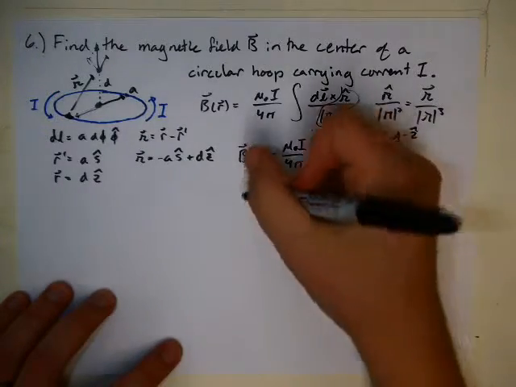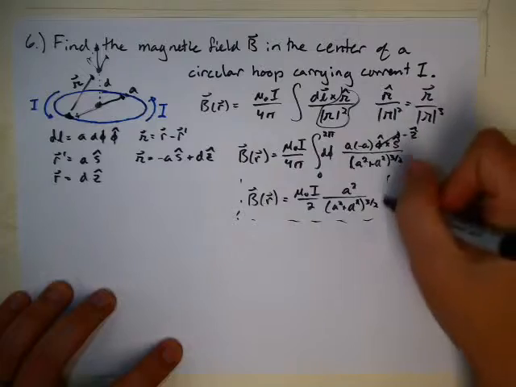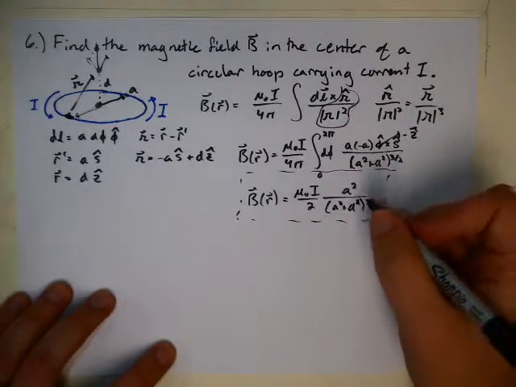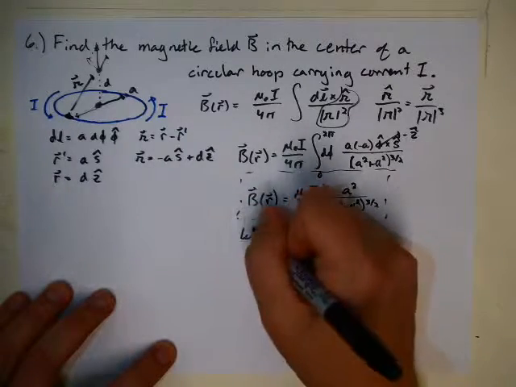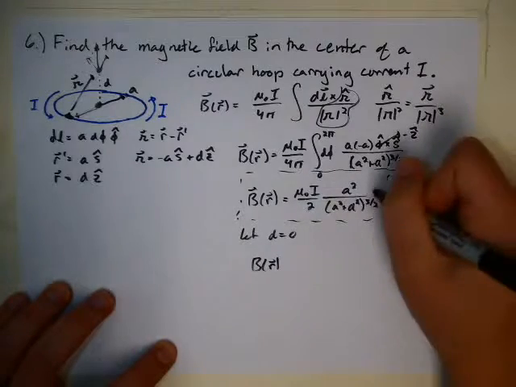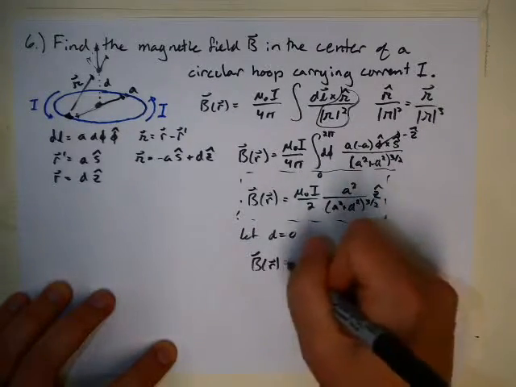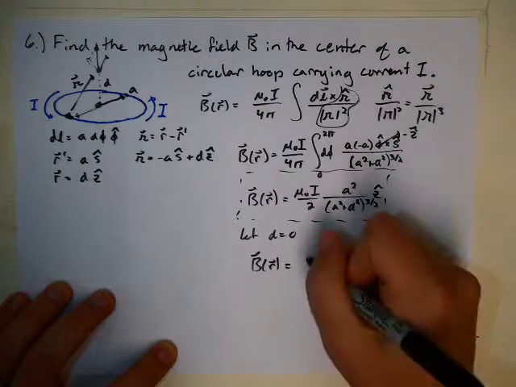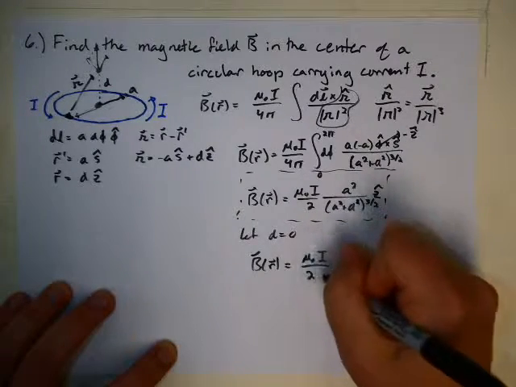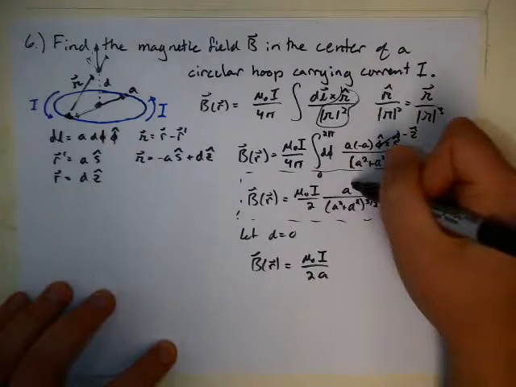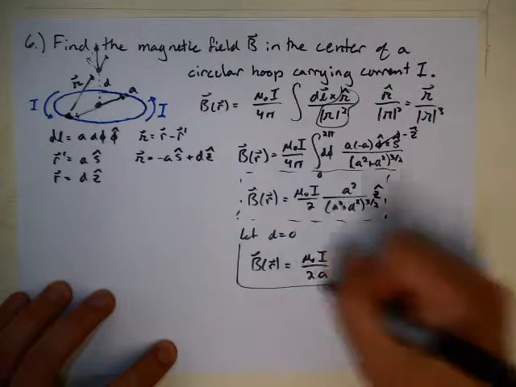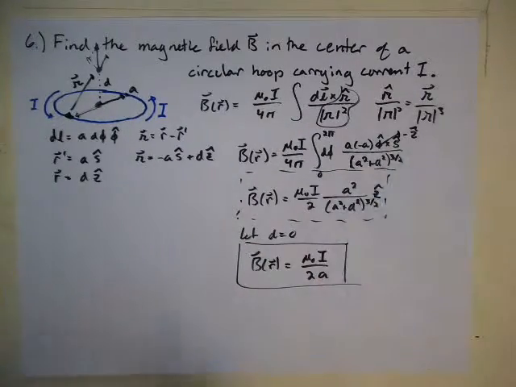Now, this is the general solution that I wanted to ask about, but it's not the one I asked about. For the actual problem, we're going to let d equal 0, and that's going to give mu naught I over 2a, because we're going to get a squared on top and a cubed on bottom. There we go.